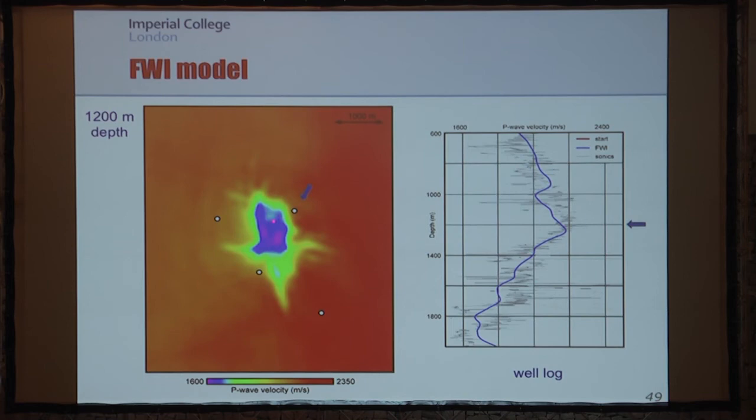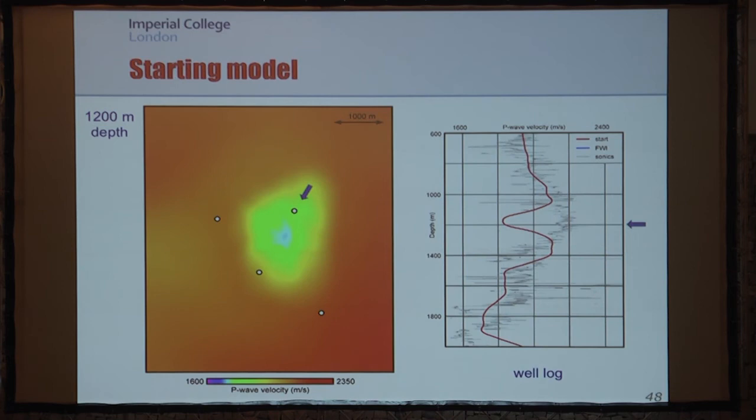gives us a lot of confidence that at least over this depth interval, the velocity model here is correct, and the model is right to move the edge of that gas cloud and move the well outside the gas. This well is not used in the inversion. The inversion is just driven by the seismic data, but it clearly fits the well better.